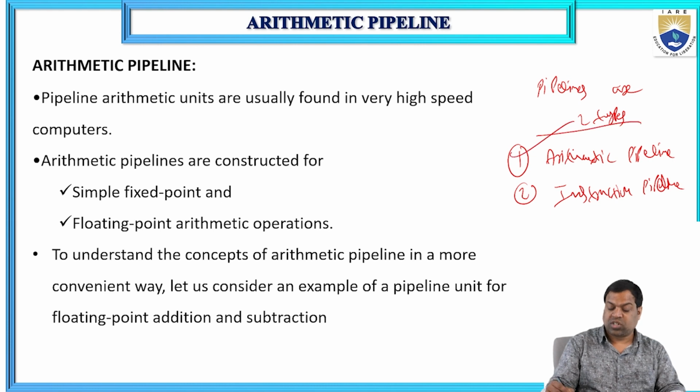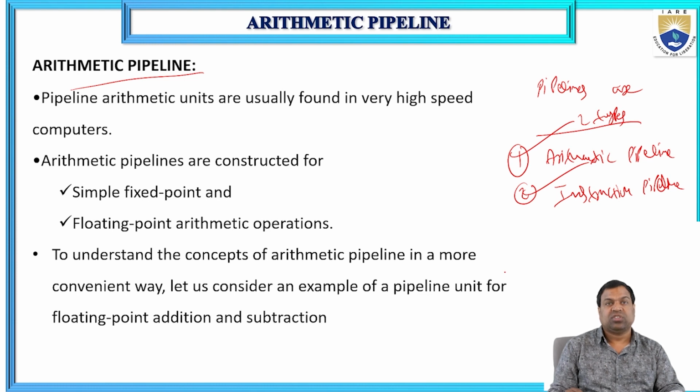Pipelines are of two types: arithmetic pipeline and instruction pipeline. First, we will discuss the arithmetic pipeline. Arithmetic pipeline units are usually found in very high-speed computers. Arithmetic pipelines are constructed for simple fixed point and floating point arithmetic operations. To understand the concepts of arithmetic pipeline in a more convenient way, let us consider an example of a pipeline built for floating point addition and subtraction.